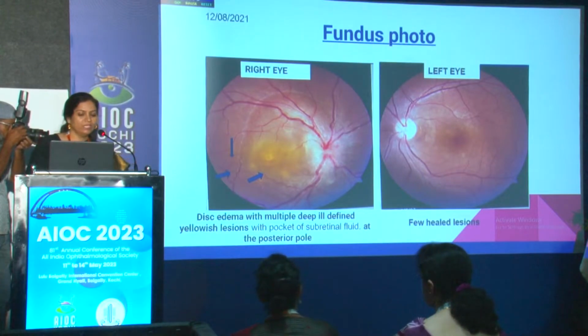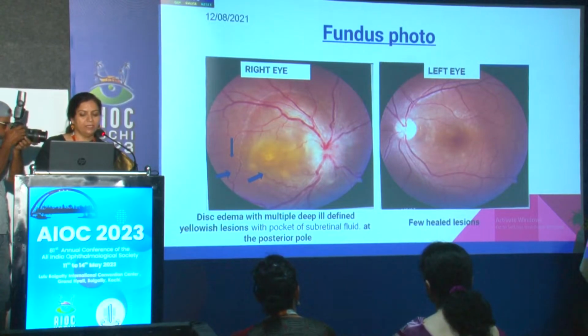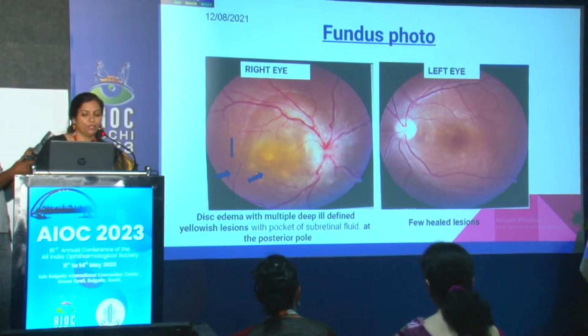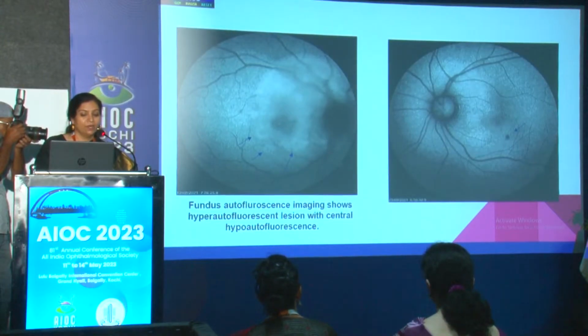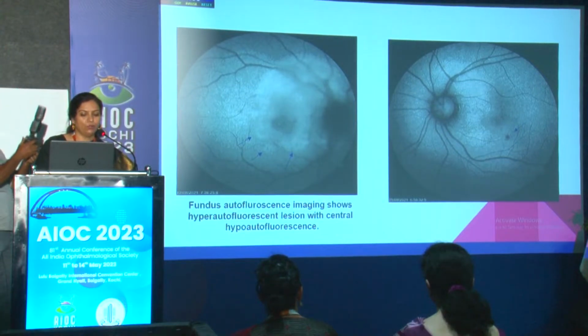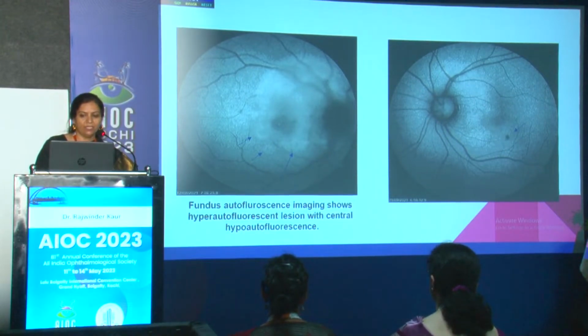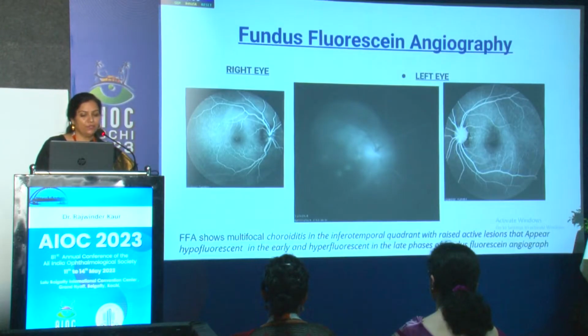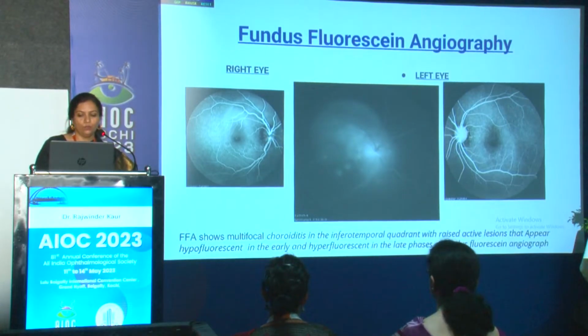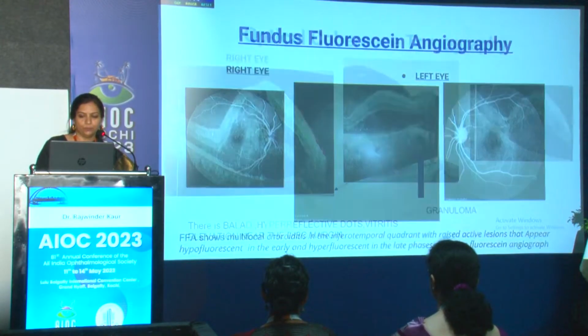So we can see here the disc edema with multiple deep ill-defined yellowish lesions with a pocket of subretinal fluid at the posterior pole, and the left eye showed a few healed lesions. Fundus autofluorescence imaging shows a hyper-autofluorescent lesion with central hypo-autofluorescence, the 3 dots, with hypofluorescent and hyperfluorescent areas corresponding to the fluid. FFA shows multiple choroiditis lesions in the inferotemporal quadrant, which were hypofluorescent in the early phases and hyperfluorescent in the late phases, along with pooling in the area of the fluid.